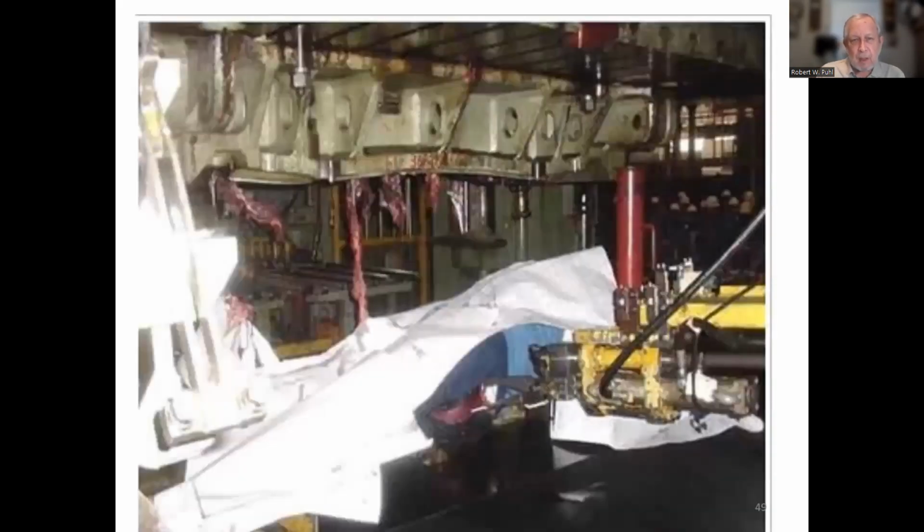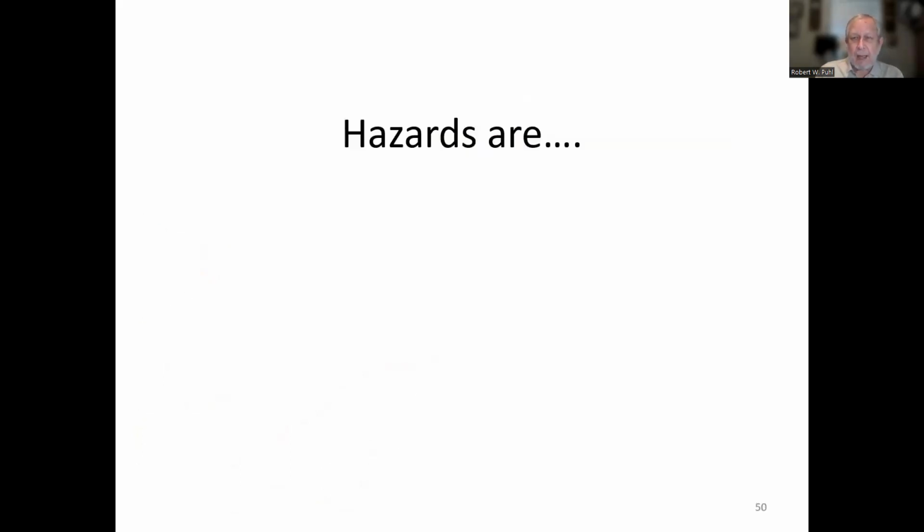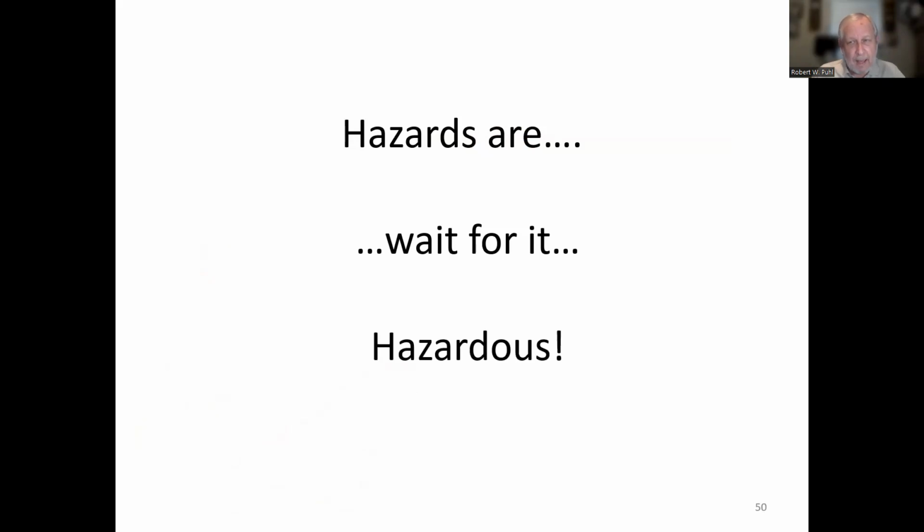This is a terrible picture. There's a body lying covered with a sheet at the bottom of it. This is a huge stamping operation. I don't know whether it's for car parts or whatever. How this guy got in there, I don't know, but that red stuff hanging down is part of him. So, not nice. We talked about controls earlier. Now we talked about hazards, and hazards are, wait for it, hazardous. That's why they're called hazards.